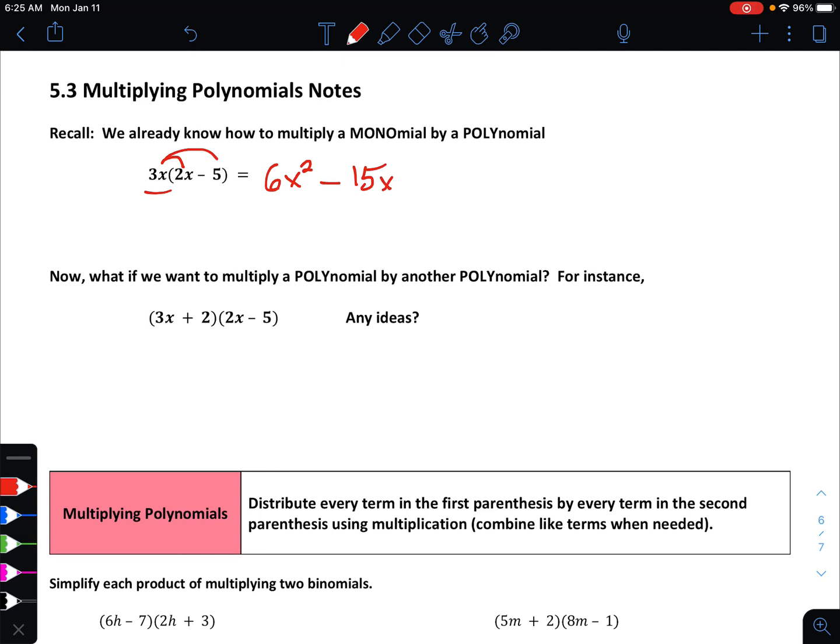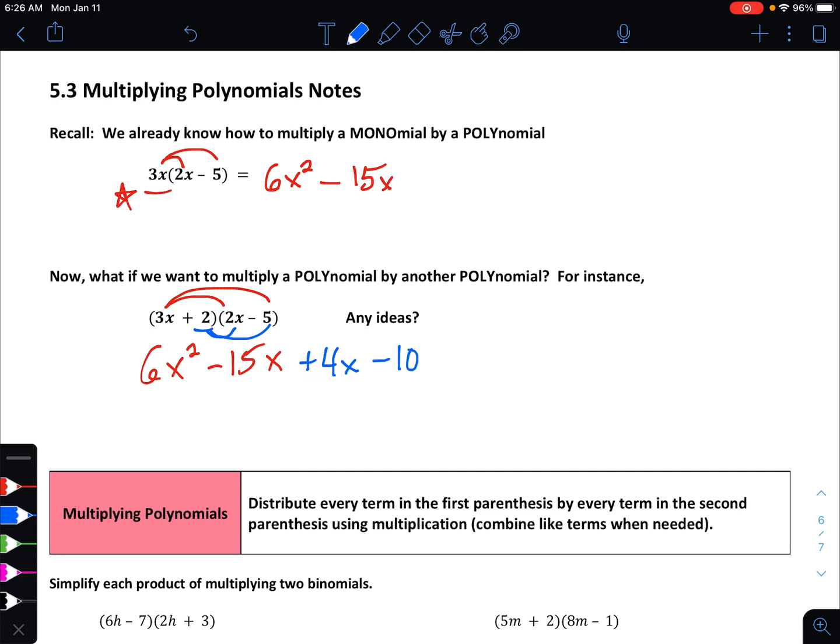And actually, it's going to start the exact same way. We're still going to take that 3x and multiply it by both of those terms in the second parentheses. Now notice that's the exact same as what we had up here. And so let's just copy that down. That was 6x squared minus 15x. But we've also got this 2 that's inside of our first parentheses. So we actually need to do something with it as well. In fact, we're actually going to do the exact same thing. We're going to take 2 and multiply by 2x, and that's 4x, so plus 4x. And then 2 multiplied by 5 is a minus 10.